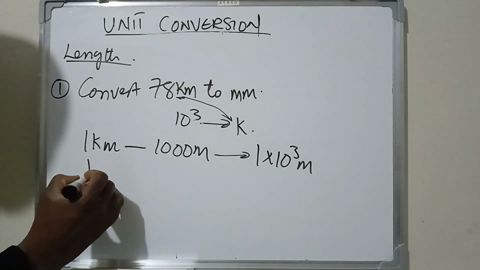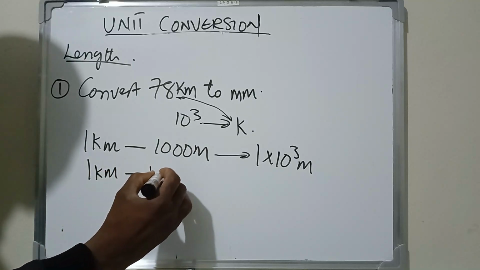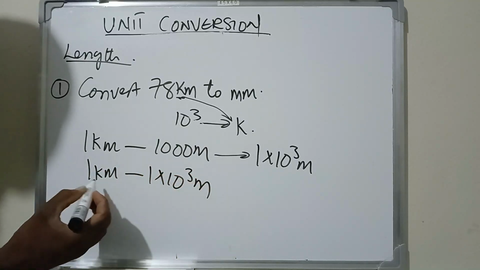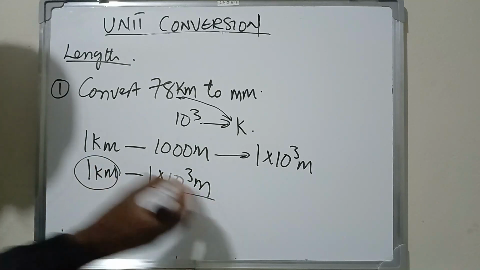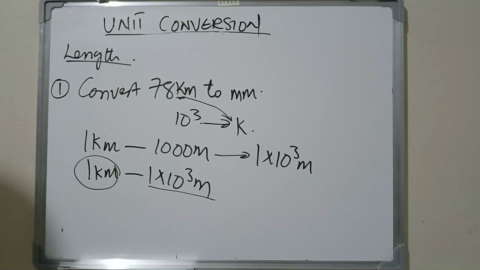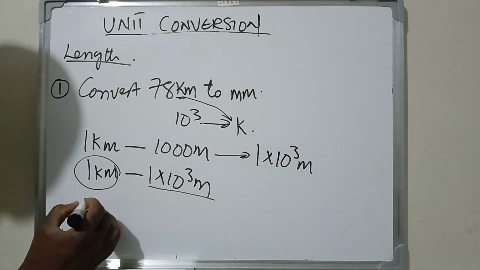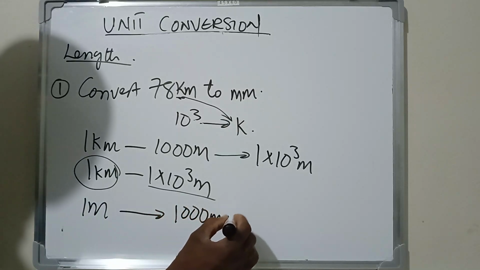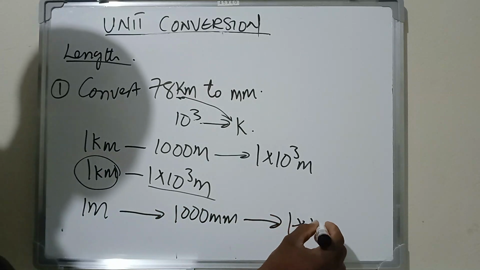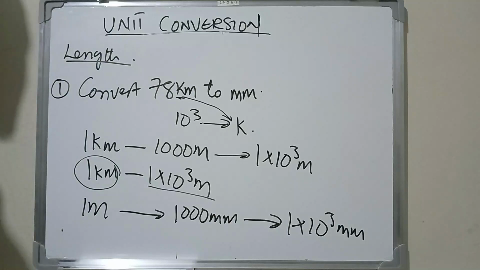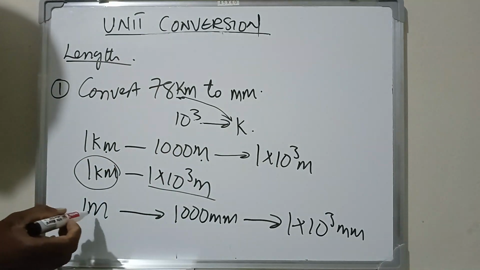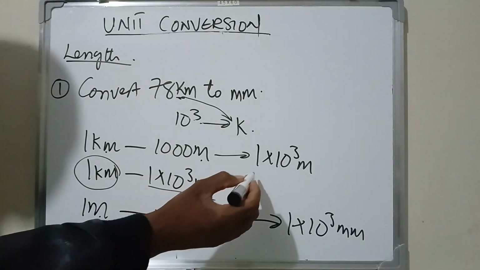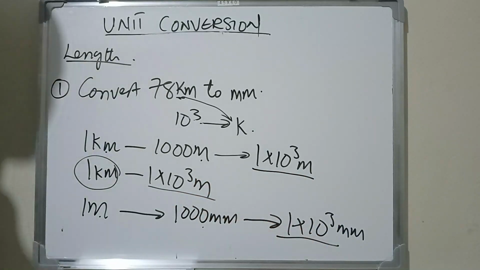Okay, so we know that 1 kilometer is equal to 1 times 10 to the power 3 meters. So if I don't want to write 1 kilometer, I can write it like that. That makes sense? If that makes sense, then let's continue. So we know that 1 meter as well is equivalent to 1,000 millimeters. This is equivalent to 1 times 10 to the power 3 millimeters. So this should be in your mind. You should know 1 kilometer is equal to 1,000 meters, 1 meter is equal to 1,000 millimeters, and it can also be written like that.